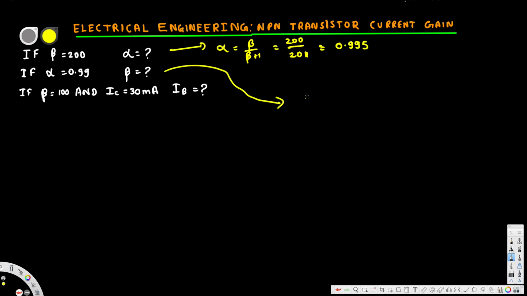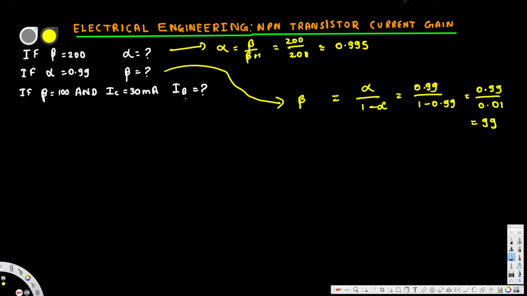Now to find out beta, we have to use this equation. Beta is equal to alpha over 1 minus alpha, and we know that alpha is equal to 0.99, and 1 minus 0.99, that's going to be 0.01. So 0.99 divided by 0.01, that's equivalent to 99. So we have found out alpha, and also we have found out beta.